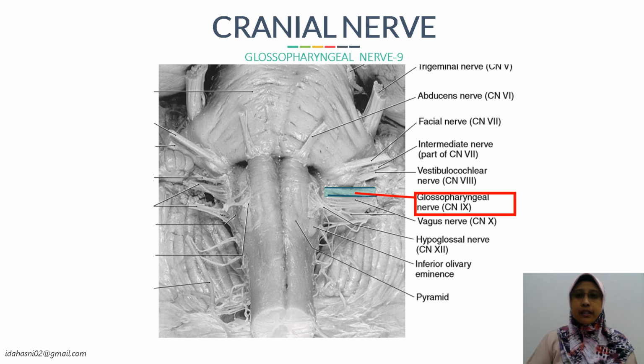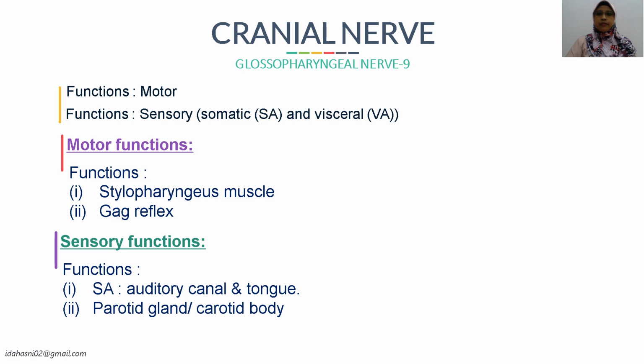Next cranial nerve is cranial nerve number 9. This is the glossopharyngeal nerve. This nerve exits the medulla at the post-olivary sulcus and leaves the skull via the jugular foramen. The glossopharyngeal nerve has two ganglia: an inferior ganglion containing visceral afferent cell bodies and a superior ganglion containing somatic afferent cell bodies. The motor fibers of the glossopharyngeal nerve innervate the stylopharyngeus muscle, which is responsible for swallowing and participates in the efferent limb of the gag reflex.